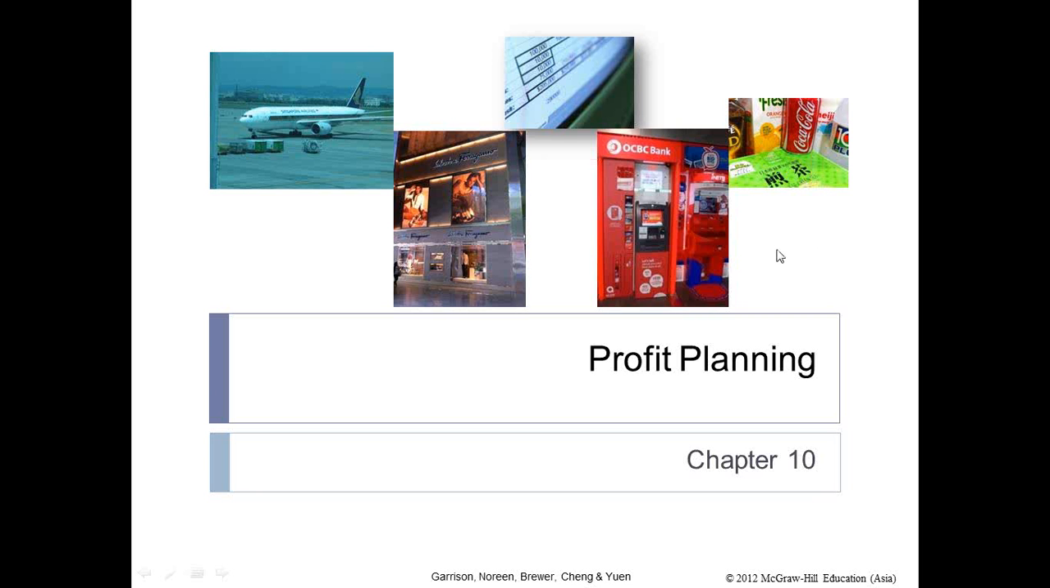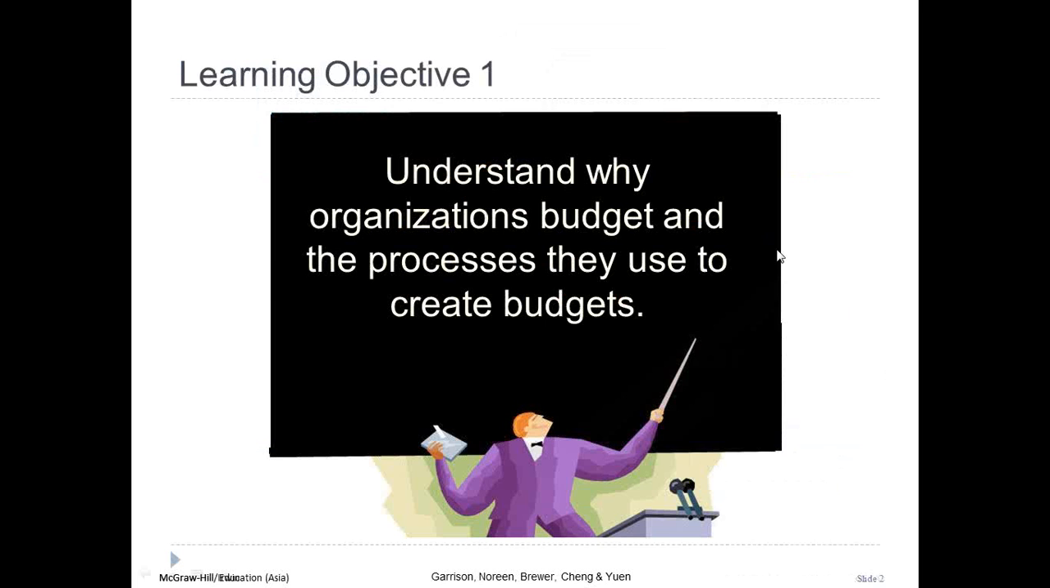Profit Planning, Chapter 10. This chapter focuses on the steps taken by businesses to achieve their planned levels of profits, a process called profit planning. Profit planning is accomplished by preparing numerous budgets, which when brought all together form an integrated business plan known as a master budget. So let's look at our first learning objective.